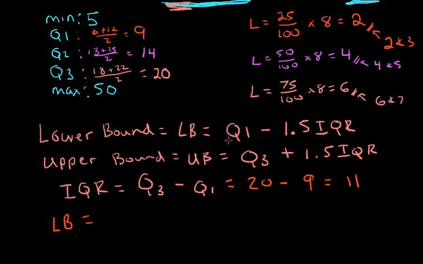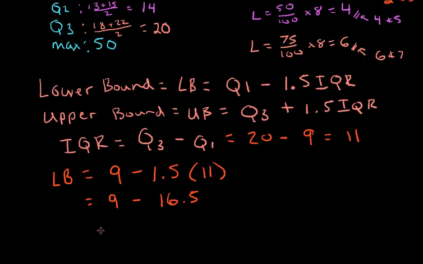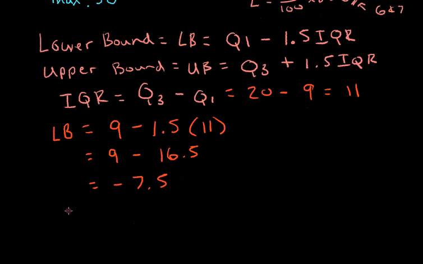So that would be the first quartile, which is 9, minus 1.5 times the interquartile range, which is 11. All right, so that comes out to be 9 minus 16.5, which is negative 7.5. So that's the lower bound of our non-outlier observations.